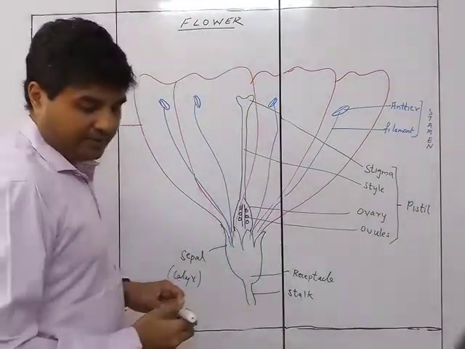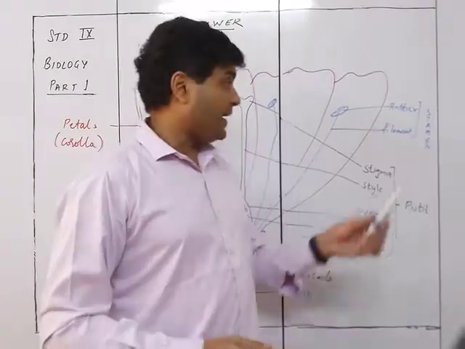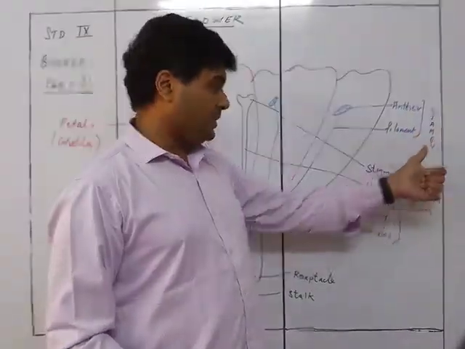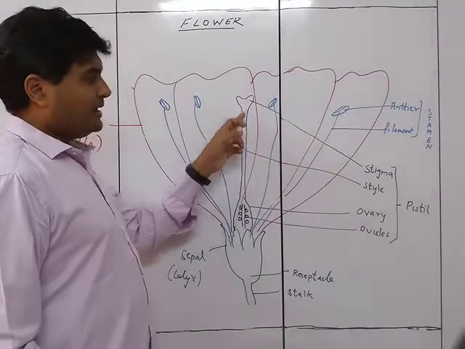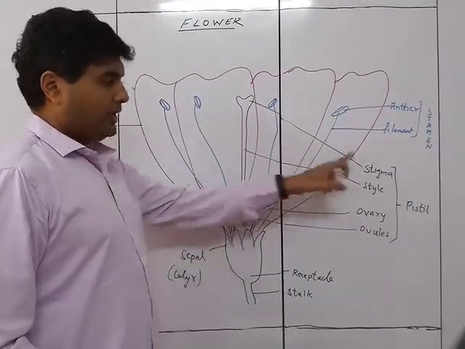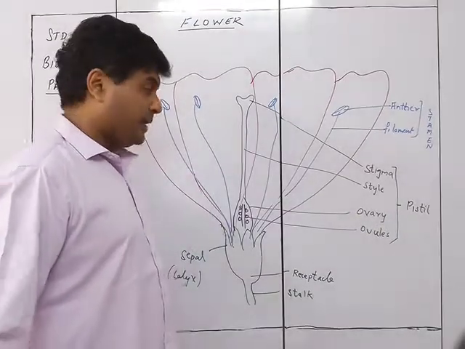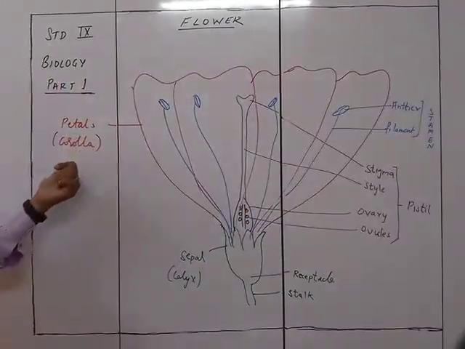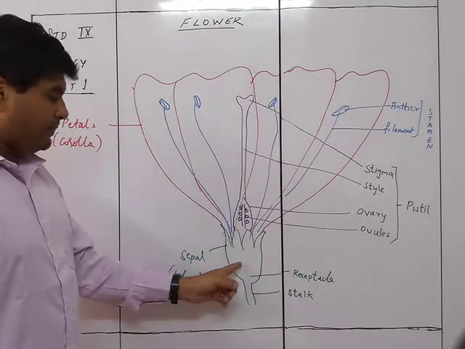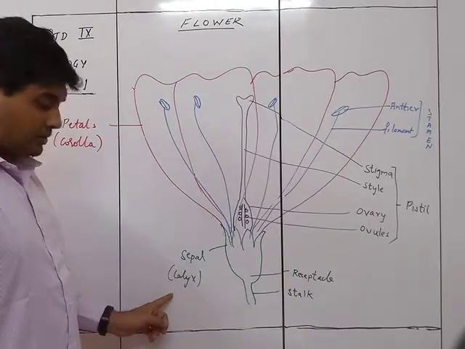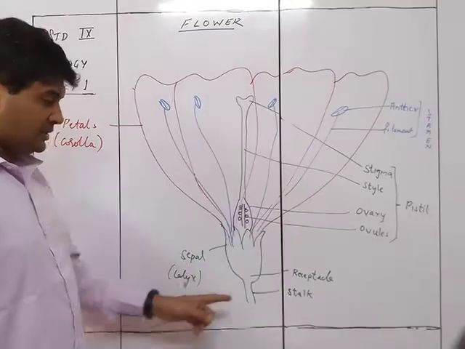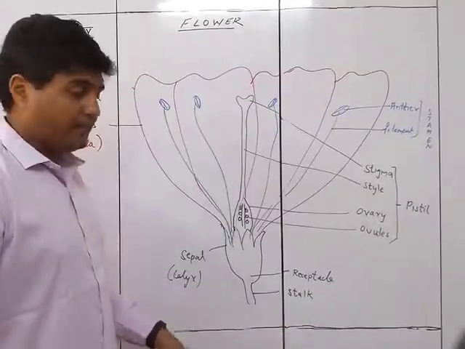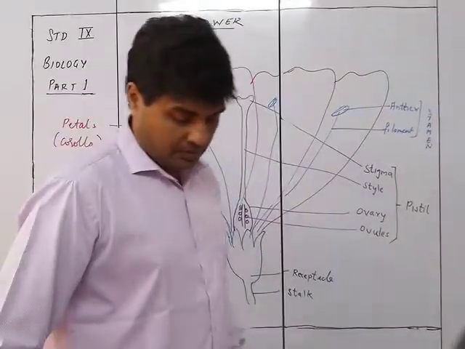Okay, collectively it is called as stamen. So anther and filament, male part, collectively called as stamen. Stigma, style, ovary and ovule, collectively called as pistil, which is the female part. Outside colorful part, the petals, corolla. The lower green part, sepals, called collectively calyx. The lowermost part, stalk, connected to the stem and the receptacle.